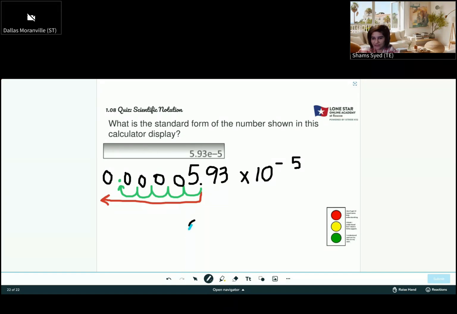So the number is going to be 0.0000593. Let's write it. 0. There are 4 zeros. So 1, 2, 3. And I'd like to write a little space here so everybody in class can understand. Then 0, 5, 9. Again, it's a group of 3s. And I move the 3 right here. This is going to be the number. Very good, Violet.